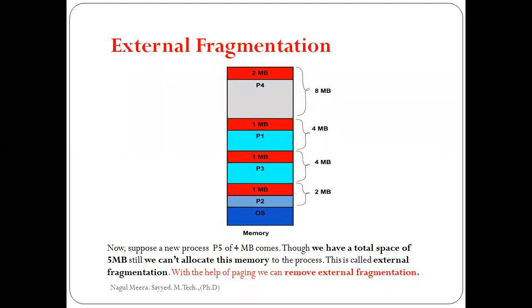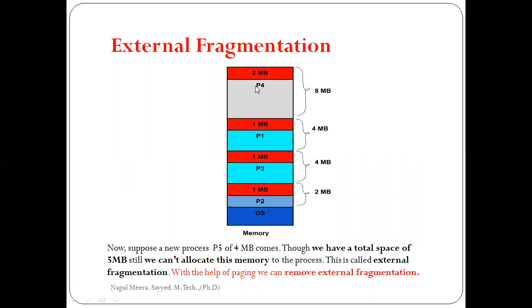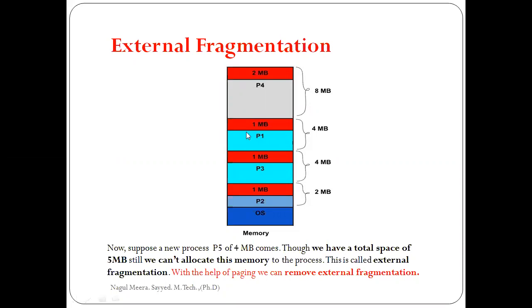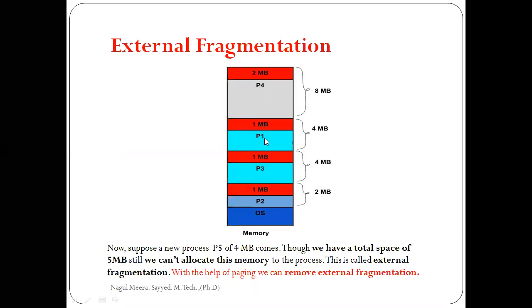Now how does this come about? For example, these are some free spaces. This block is 8 MB, this block is 4 MB, this block is 4 MB, and this block is 2 MB. Some part is reserved for the operating system. For example, process P4 is occupied in 8 MB, but P4 capacity is only 6 MB, so 2 MB is free. Coming to this case, there is a 4 MB block, but we are inserting process P1 with a capacity of 3 MB. P1 is stored in 4 MB of space, so 1 MB is free.